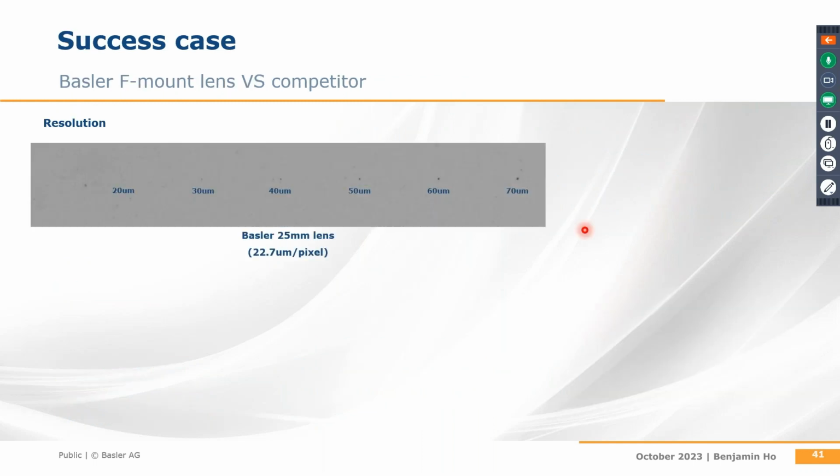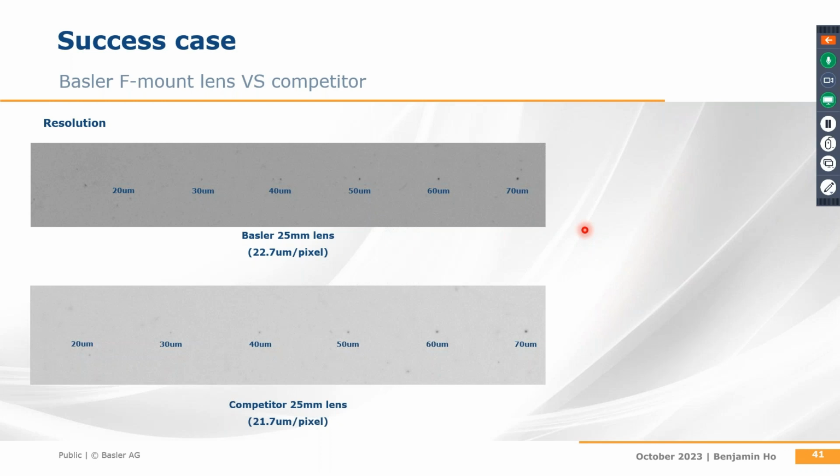This is a performance evaluation result on the new F-mount lens recently released by Basler. This comparison test was conducted in response to requests from customers who use other F-mount lenses and demand better performance.